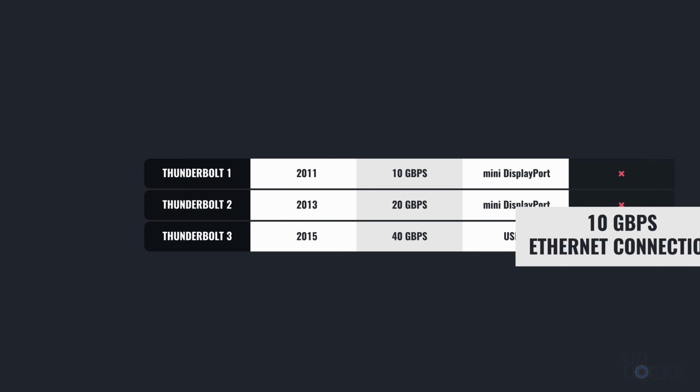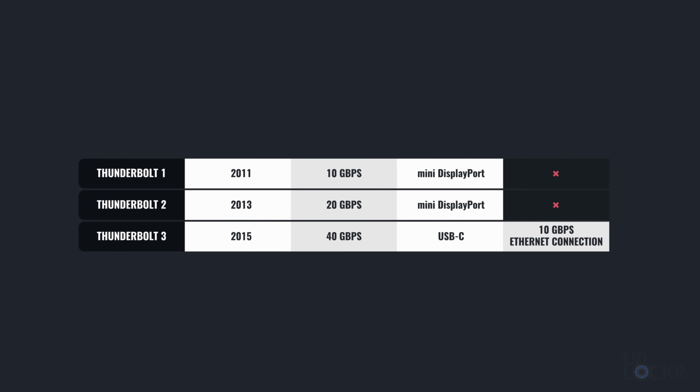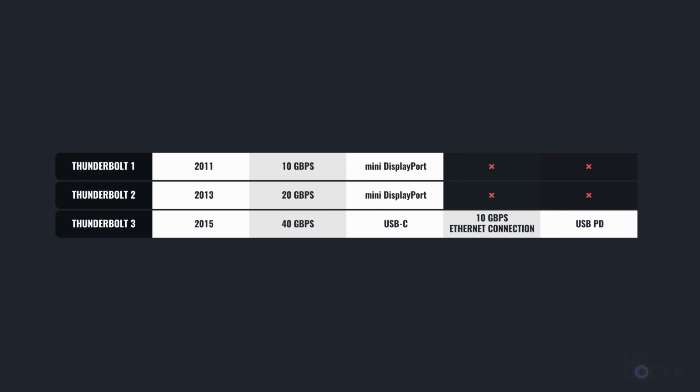It also added 10 gigabit per second Ethernet connections so that you could use it for network access if it was plugged into a dock with an Ethernet cable connected to it, for example. And it added the ability to use the USB power delivery standard to then give power to and from the device through the cable at the same time.